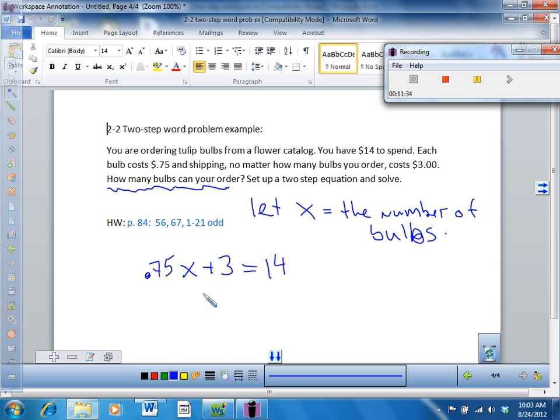What should I do first to solve this? How about someone else? Landon, do you know what I should do first? How about Alana? You subtract 3. Very nice. Subtract 3, subtract 3. Whoops. That's not a very straight line, is it? Let's undo that. I'm going to make a straight line here. Subtract 3 from both sides. And I get 0.75x equals 11. Right? Okay? Now what?